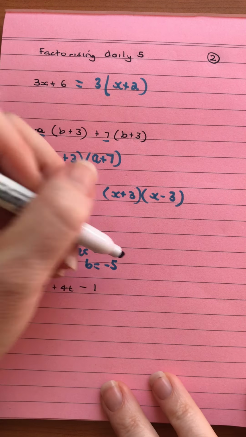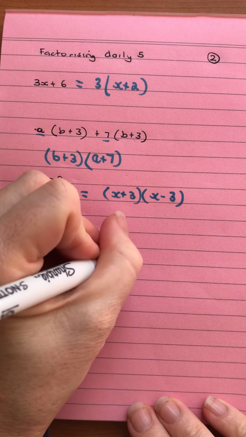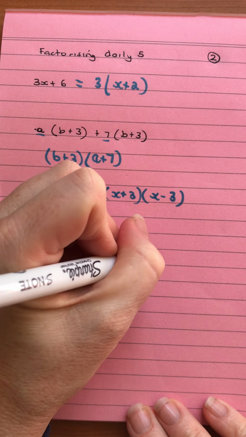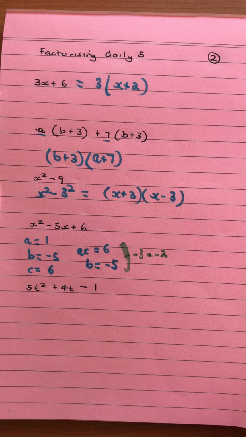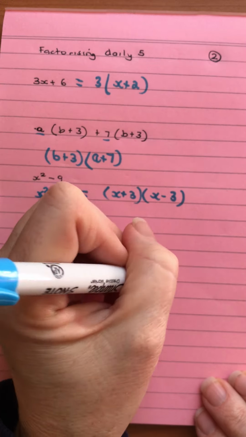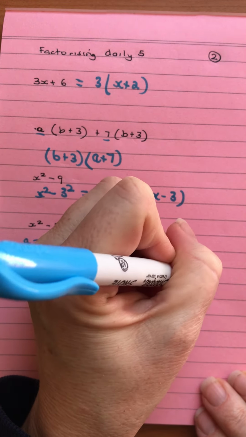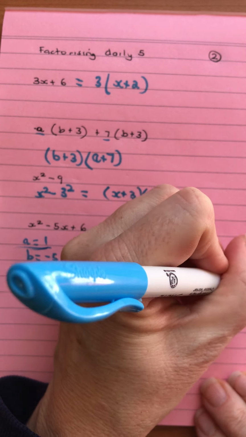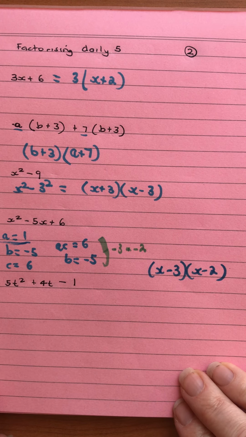Now with 6 we could do negative 3 and negative 2. So then we're able to put that straight into the bracket because it's monic, it's got a equals 1. So we're able to write x take away 3, x take away 2 as our answer.